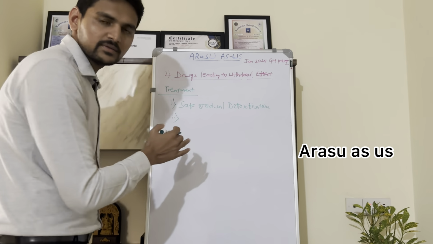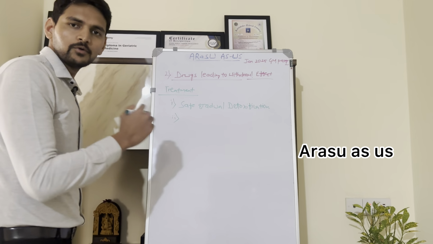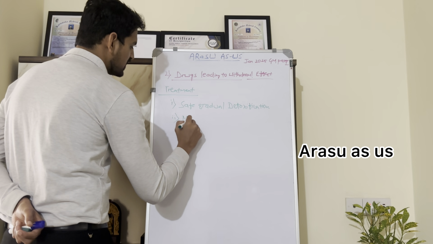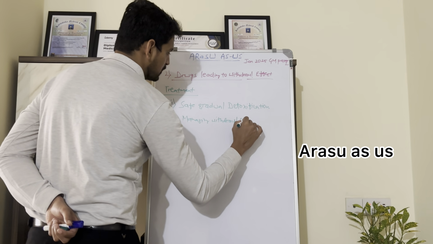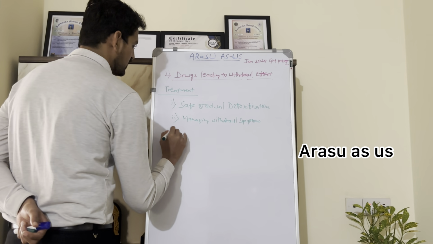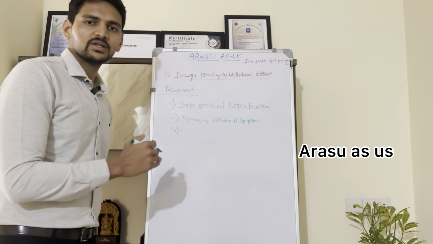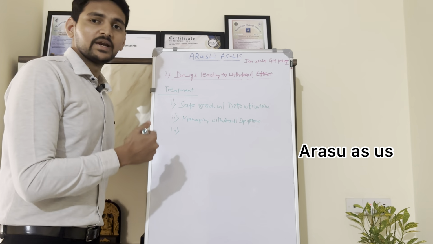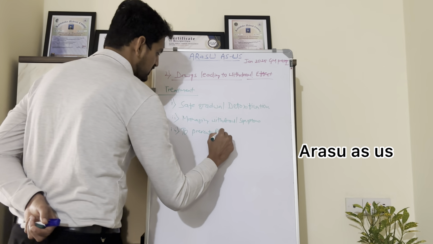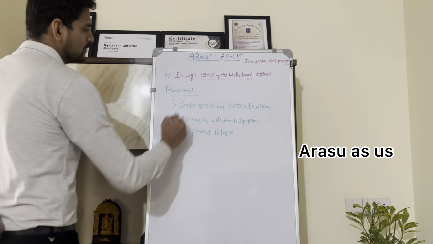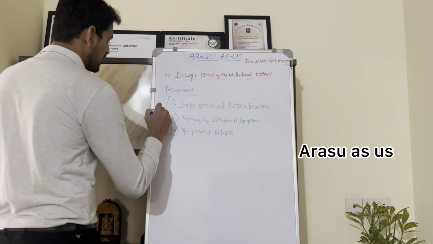Then when we are doing this gradual tapering, there might be the appearance of some withdrawal effects. To manage that, we have to focus on managing withdrawal symptoms. For some, these two steps will succeed very well. But the thing is, after stopping the particular drug or substance, there might be a relapse or craving again. So to prevent relapse, we have to use some medications. This is all about medical management. All this is the medical part, where we can use some medications.